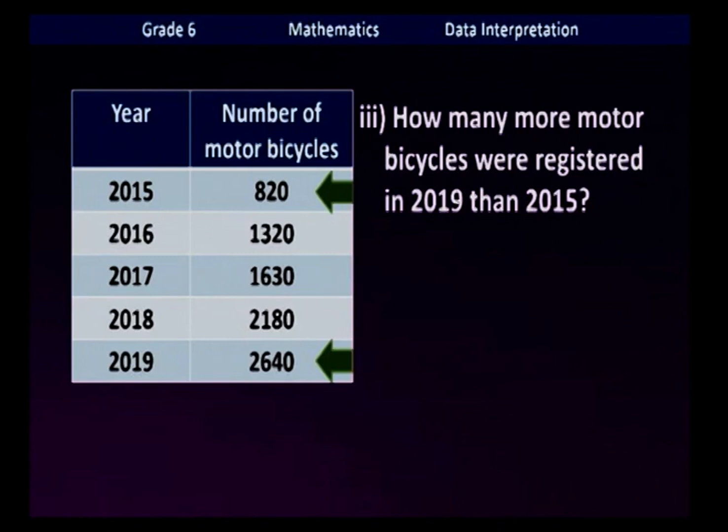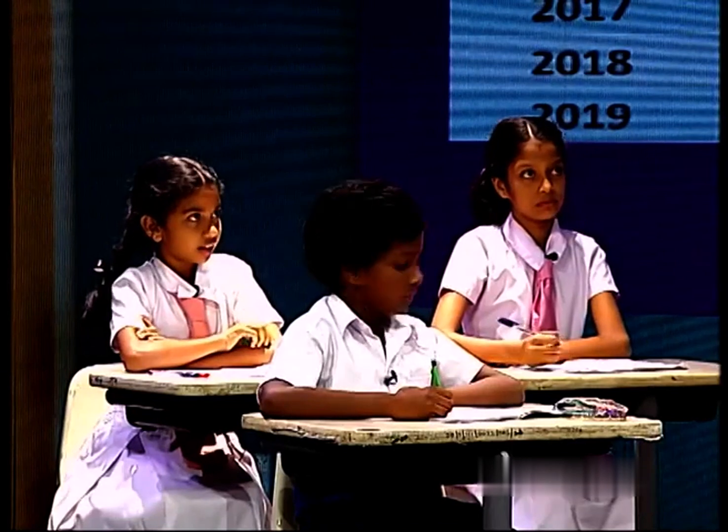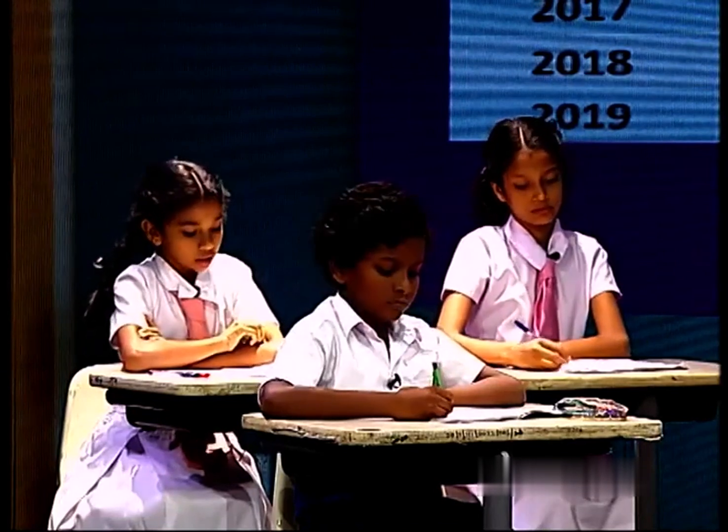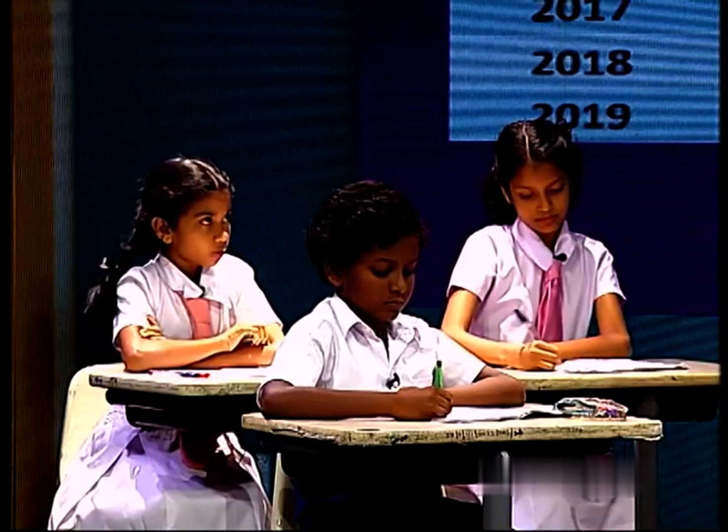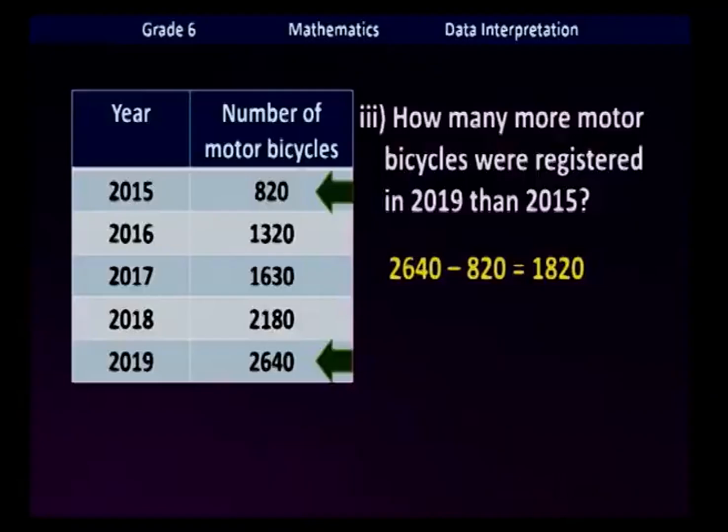Umali? We have to subtract 820 from 2640, which equals 1820. Yes, this is the answer, 1820. We have to subtract those two numbers, 2640 subtract 820. The answer is 1820. Very good.